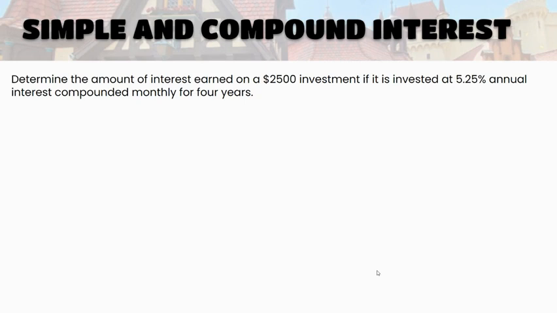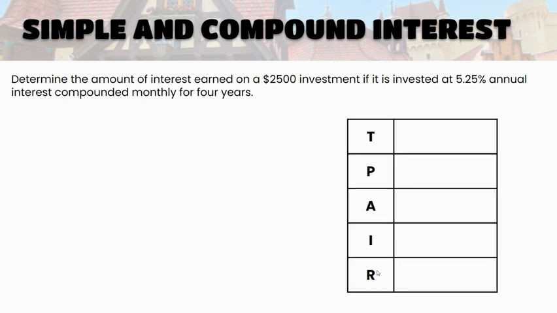Okay, our last question we have here is: determine the amount of interest earned on a $2,500 investment if it is invested at 5.25% annual interest compounded monthly for 4 years. Oh, that should be compounded annually. That is a typo on my part. So it says our time is 4 years. It's compounded. So I'm going to go ahead and plug in everything we need.